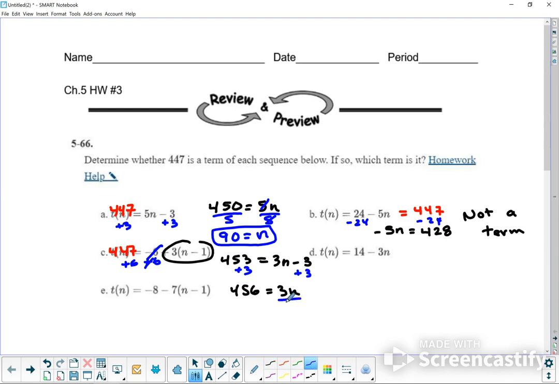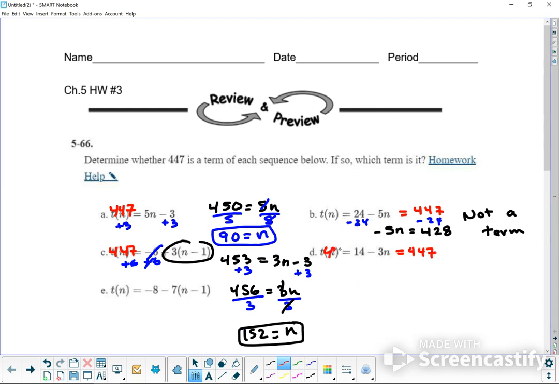I'm going to go ahead and divide it by 3. So 456 divided by 3: 3 into 45 is 15, and 3 into 6 is 2. So it's going to be 152, and that's going to equal n because these are going to cancel. So this is the 152nd term. Okay, that's for C.